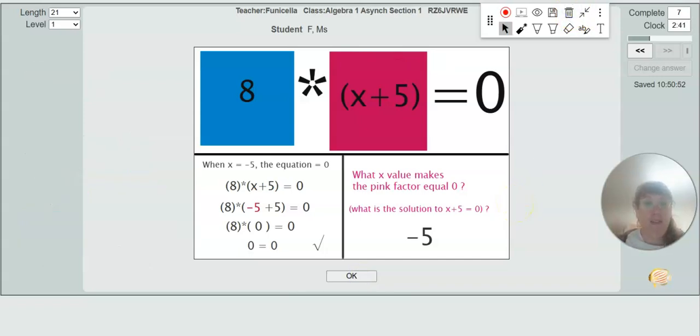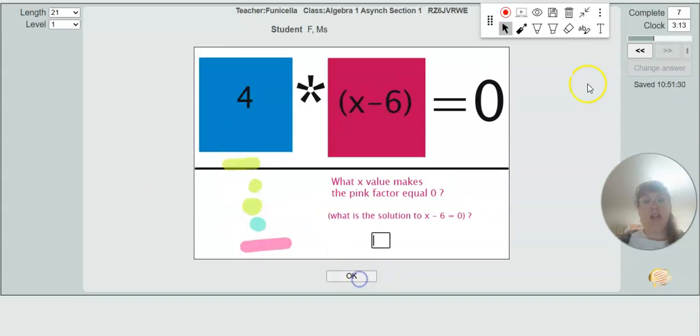When x equals negative 5, the equation equals 0. 8 times (x plus 5) equals 0. So we took that value of negative 5 for x and plugged it in. So we have 8 times (negative 5 plus 5). Negative 5 plus 5 gets us 0. 8 times 0 is 0. 0 equals 0. So that is showing our work for how that value of negative 5 for x is going to make the function equal 0. So you can just hit OK.